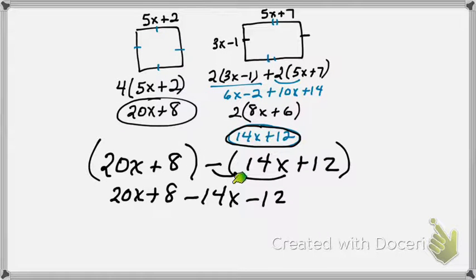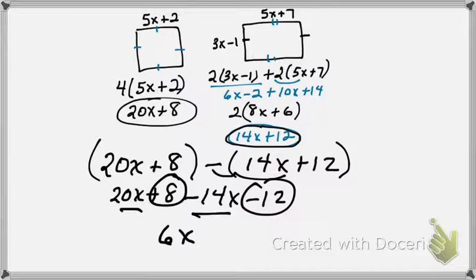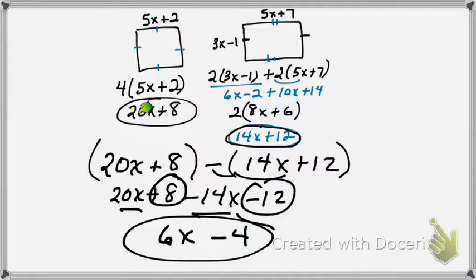So now 20 minus 14 gives us 6. And 8 and negative 12, 8 minus 12 is negative 4. So you would only do that if I asked you to find the difference between the two.